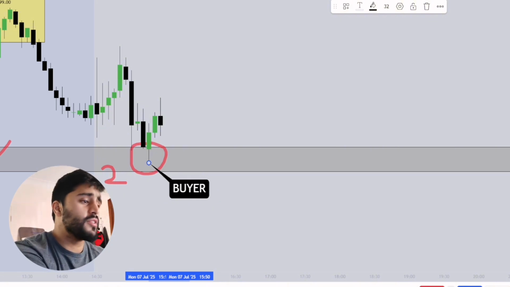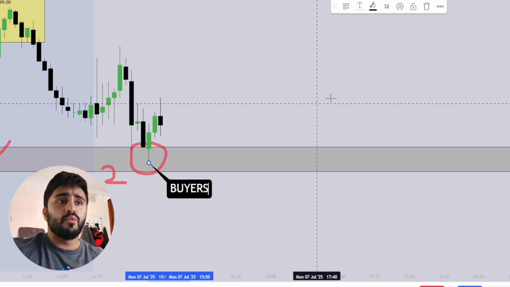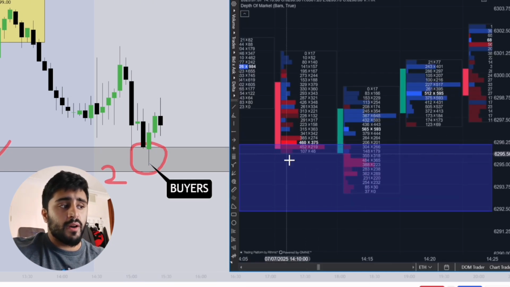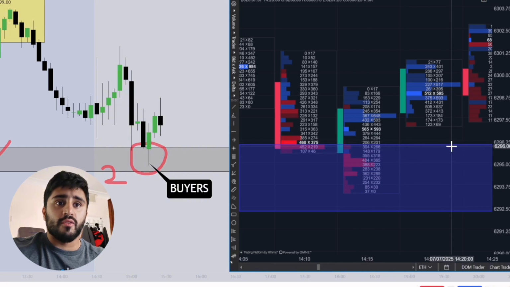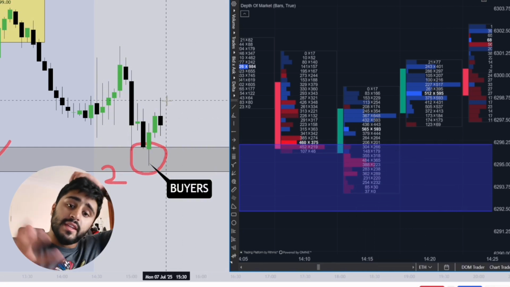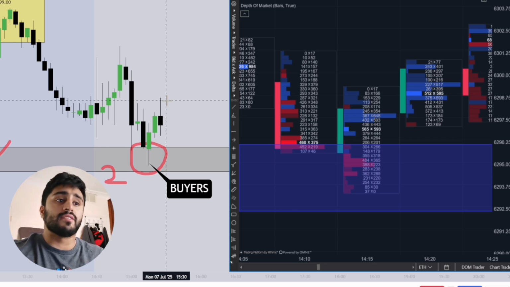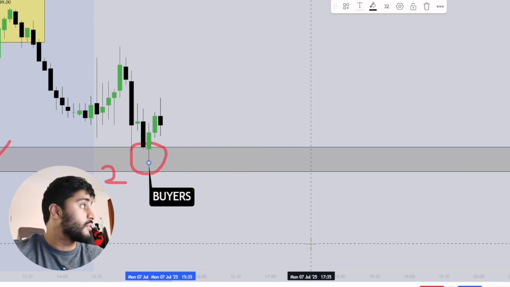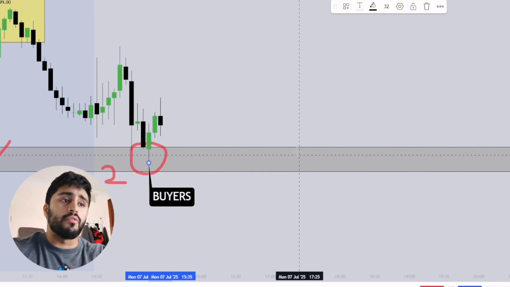So over here, we know that buyers are in control. And the reason we know buyers are in control is very simple. We saw a huge amount of aggressive sellers, right? These aggressive sellers drove price higher. So that means that passive buyers are in control. I'm just going to write buyers over here, right? Buyers are in control of the market.